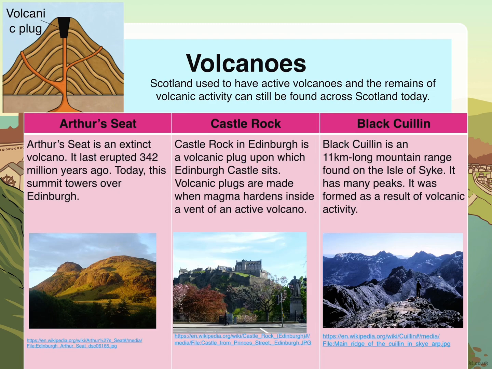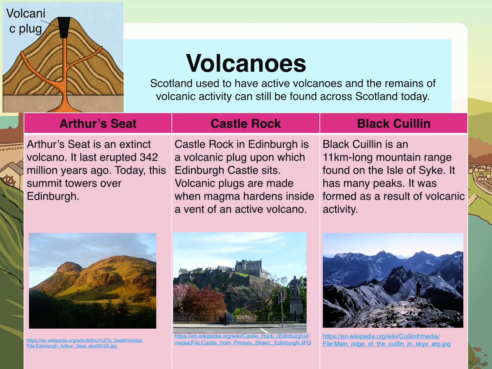Okay, we have some volcanoes in Scotland, and we have our very own Law Hill. But Scotland used to have active volcanoes all over the place, and the remains of volcanic activity can still be found across Scotland. The reason for that, boys and girls, is Scotland used to not be positioned where we are on the earth today. Many years ago, we used to be nearer to the equator, and because we were nearer to that, it would lead to volcanic activity.